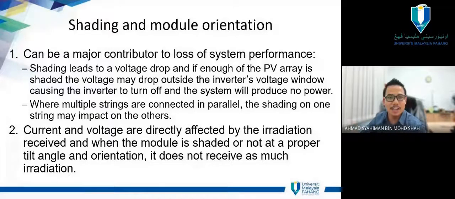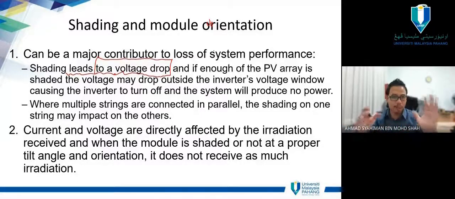Okay. And then shading and module orientation. Itulah macam saya sebut tadi. Can be a major contributor to loss of system performance. Shading ni leads to a voltage drop lah. So tahu kan bila shading, total generated voltage tu, macam tu tadi dia tutup satu, dia akan kacau. Then voltage tu memang totally akan drop untuk modul tu.